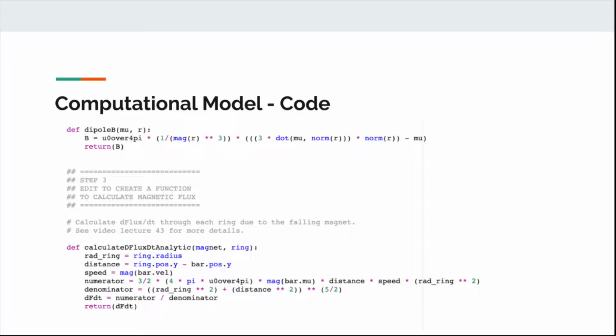Here's some of the code for the computational model that we created. These two are functions that we create ourselves. The first one is calculating the dipole using the Biot-Savart law we said earlier. And the one on the bottom is calculating the flux of the falling magnet.